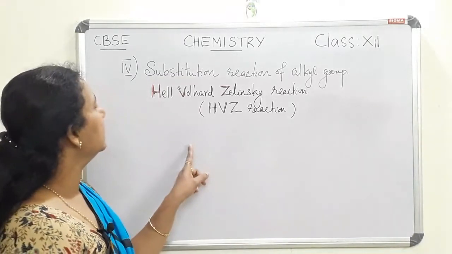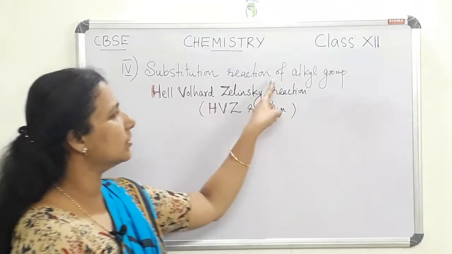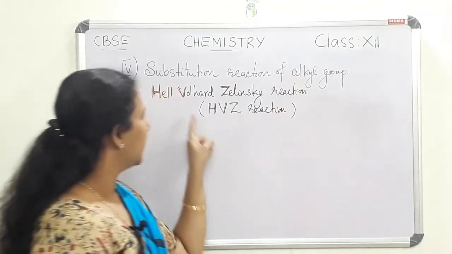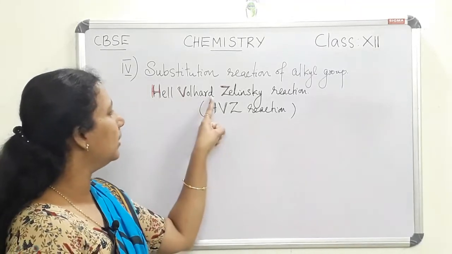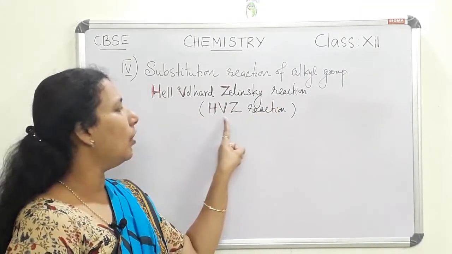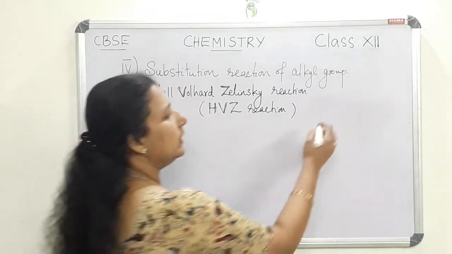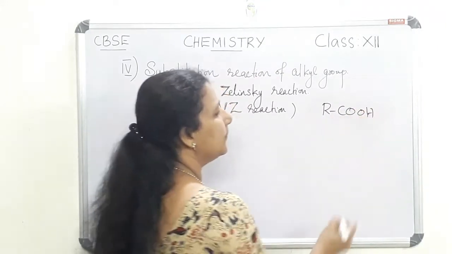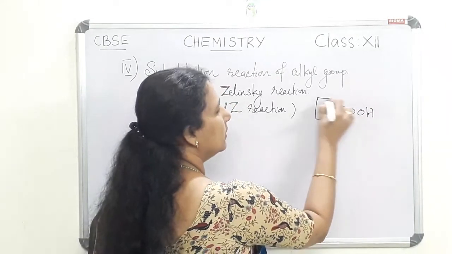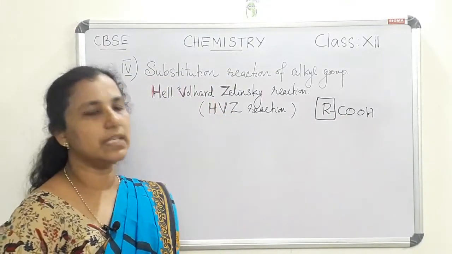Now let us learn the fourth reaction of carboxylic acid, that is substitution reaction of alkyl group. This is a named reaction, known as Hell-Volhard-Zelinsky reaction or HVZ reaction. This is an important named reaction. In carboxylic acid we have seen different types of reactions. Here the alkyl part is taking part in the substitution reaction.